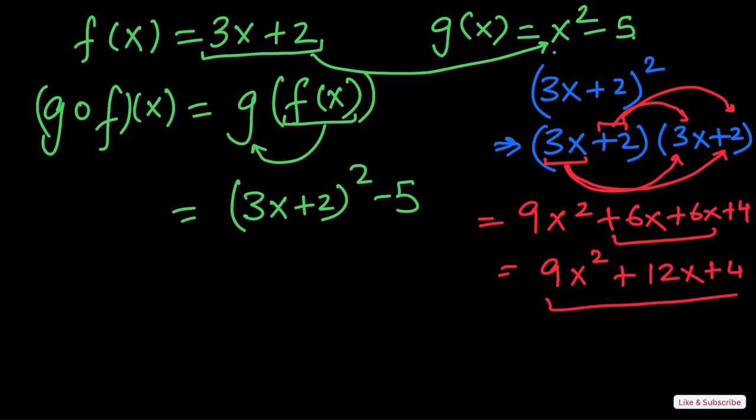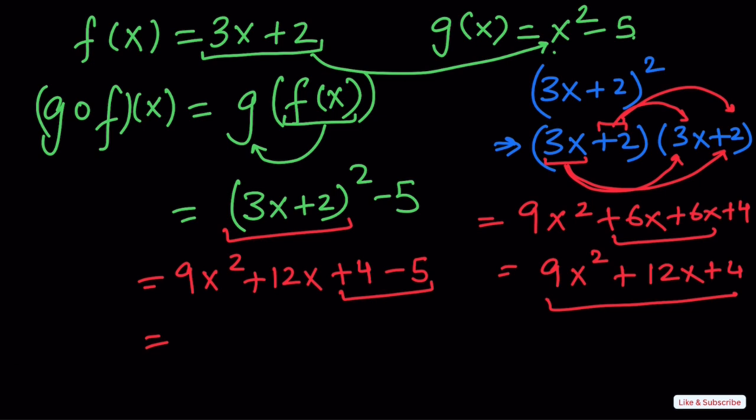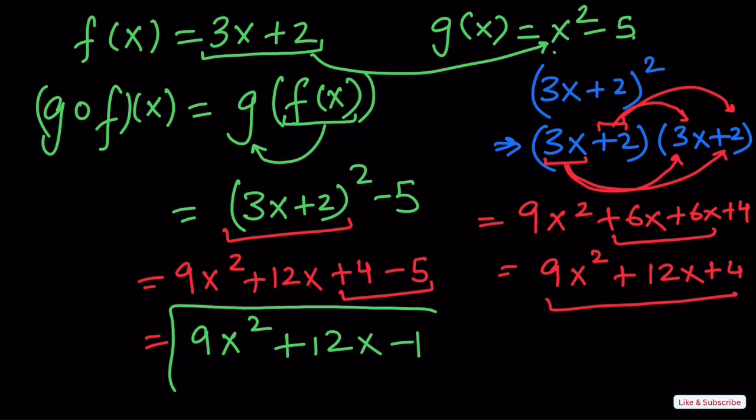Now I'm going to plug in this expression for (3x plus 2) whole squared. So I got 9x squared plus 12x plus 4 minus 5. I'm combining these two like terms. So the final result comes out as 9x squared plus 12x minus 1. That is the result of g of f of x.